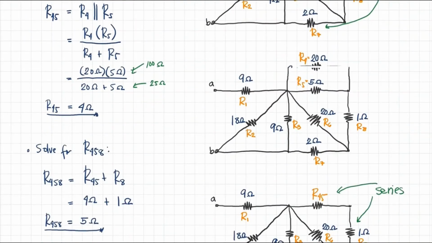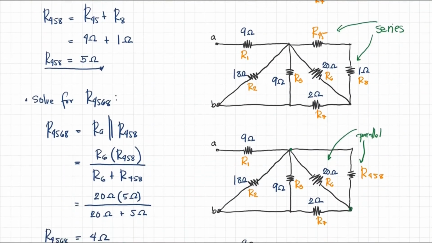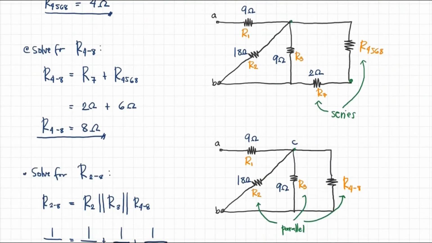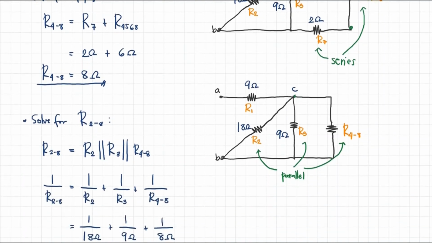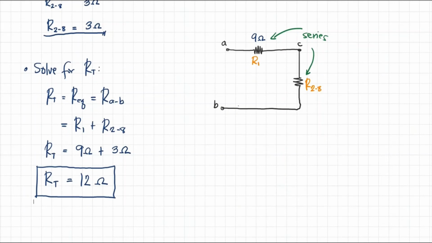And then pag na-calculate na natin ang R4, 5, makikita natin that it is now in series with R8. So we calculated that. And it is now in parallel with R6. Then we calculated that as well. And then it is now in series with R7. Then solve na natin ang 7 to 8 values, and 4 to 8 values. And after that, makikita natin that R4-8 is actually in parallel with R2 and R3. So we simplify that as well. And then finally, we have now the simple circuit, which is a series of R1 and the combination of R2-8 that lead to the final answer, which is 12 ohms.